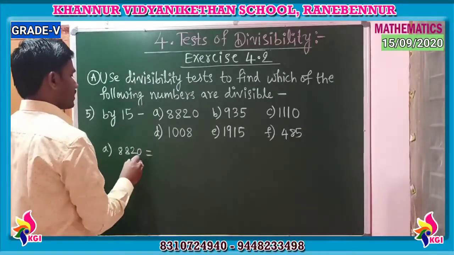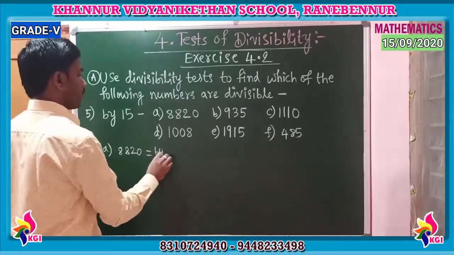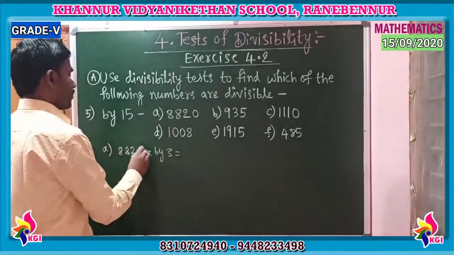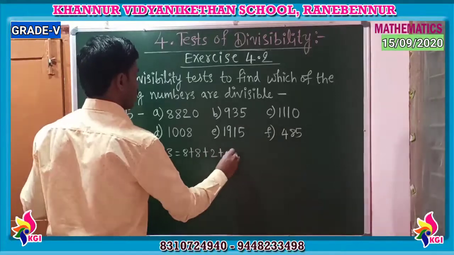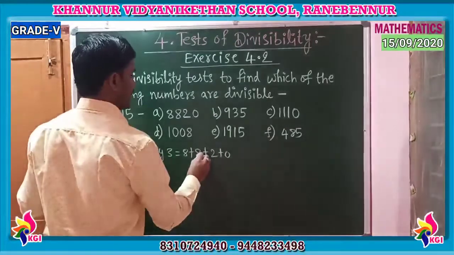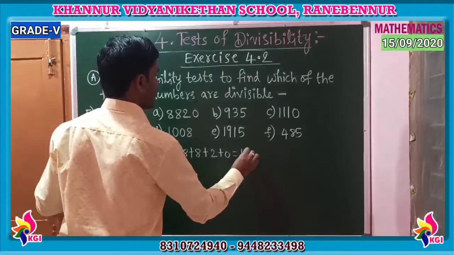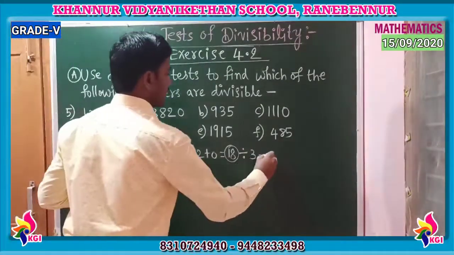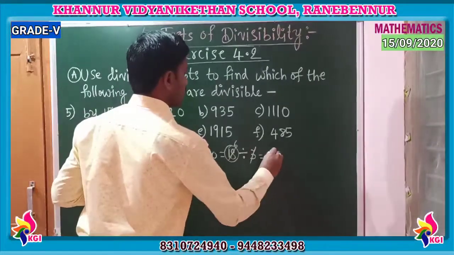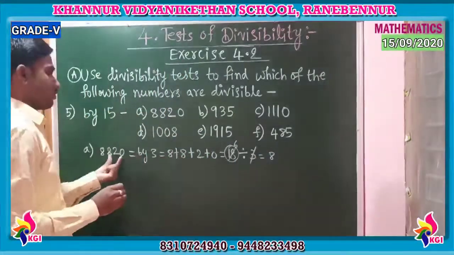Okay, the first number is 8820. Yes, we know the divisibility by 3 rule: the sum of its digits, 8 plus 8 is 16, 16 plus 2 is 18, 18 plus 0 is 18. So this 18 is divisible by 3, correct. So my dear, this number is divisible by 3.